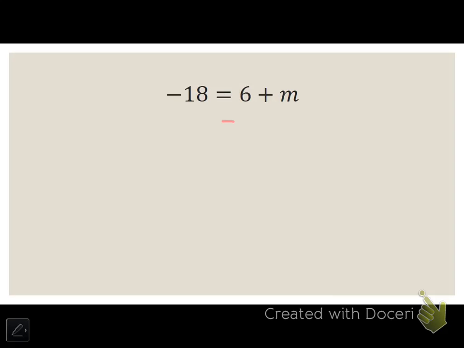Okay, I want m by itself, so to get rid of it on this side, we have to subtract it. Oops. So negative 18 minus 6 is negative 24. Again, you can plug it back in to make sure that it's true.